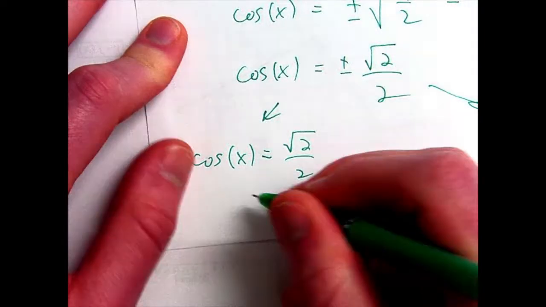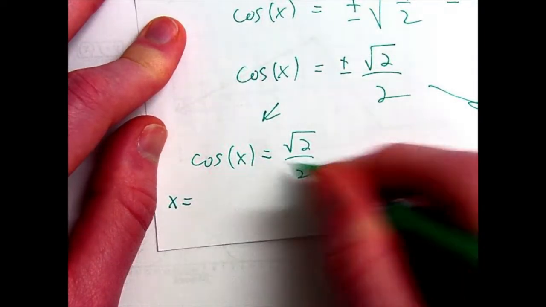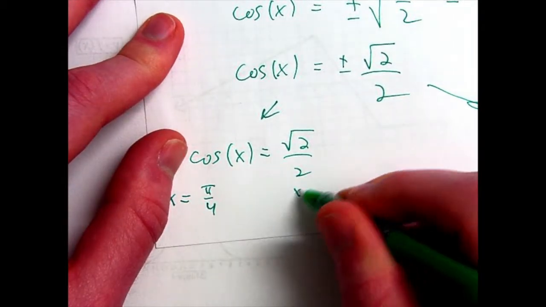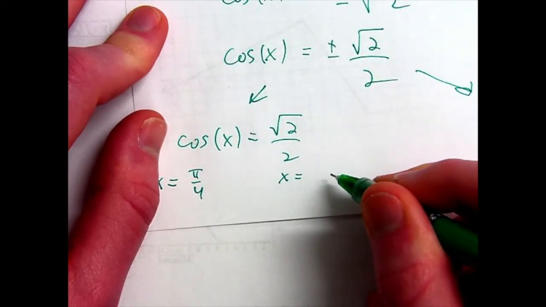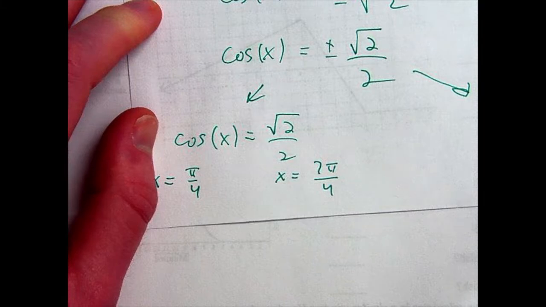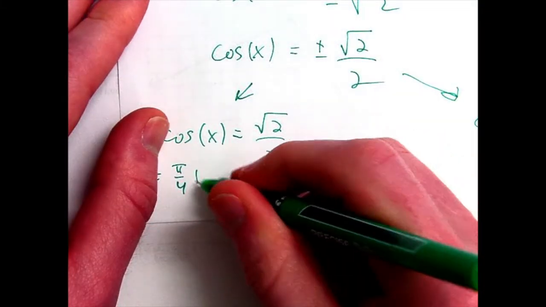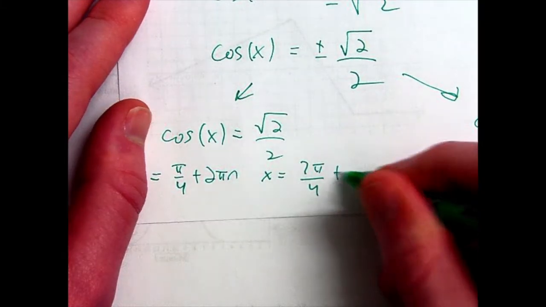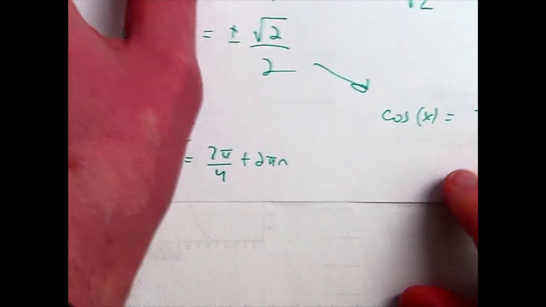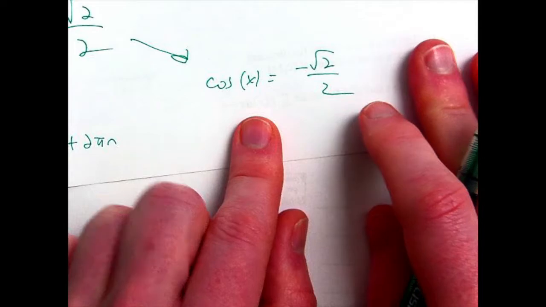So cosine x is equal to root 2 over 2. What are my base solutions? Well, the angles on the unit circle which have a cosine of root 2 over 2 are pi over 4. That's one of them. And the other one is the one in the 4th quadrant. That'd be 7 pi over 4. But then I need to include all the angles coterminal with those 2 angles. So I have to slap on 2 pi n to each of those, right? Okay, so those 2 formulas represent a bunch of solutions.